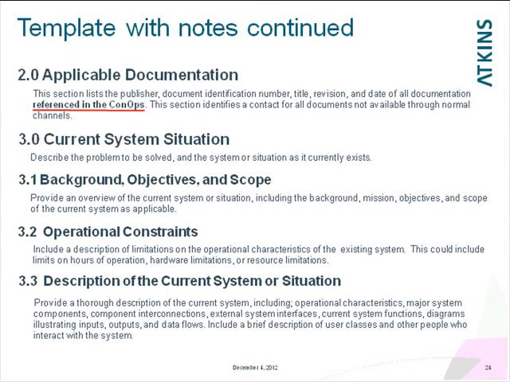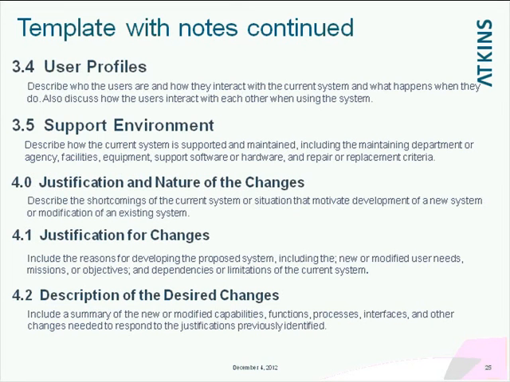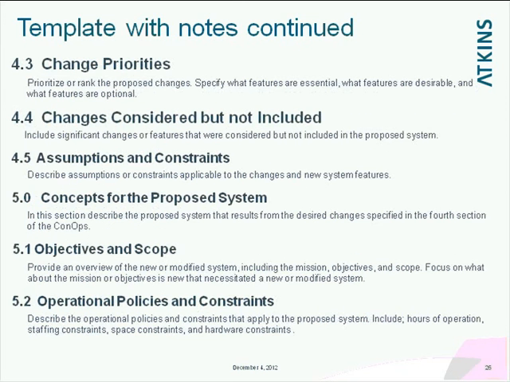Then you describe the current system and situation, what kind of operational constraints exist today, and describe the current system in detail. And talk about who the different users of the system are, what kind of support environment it needs. Then now that you've talked about what exists, then you talk about why you're changing it. And I've covered that already.